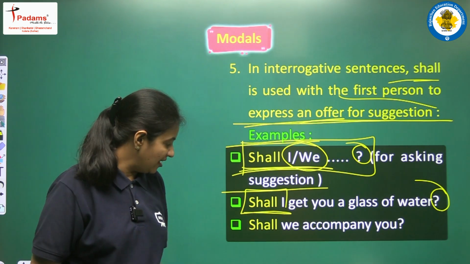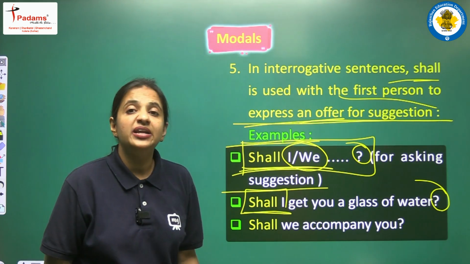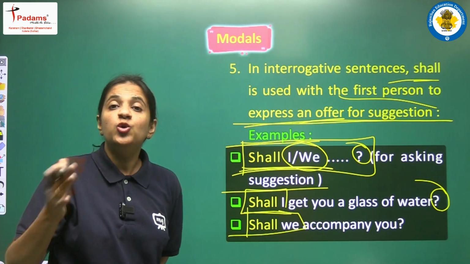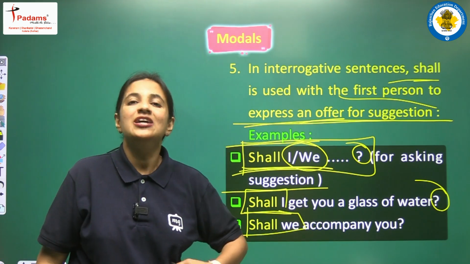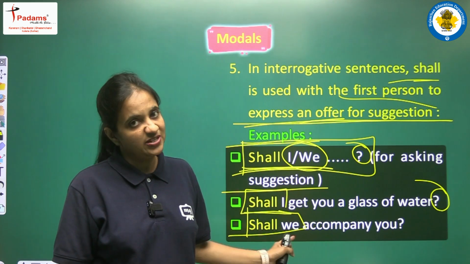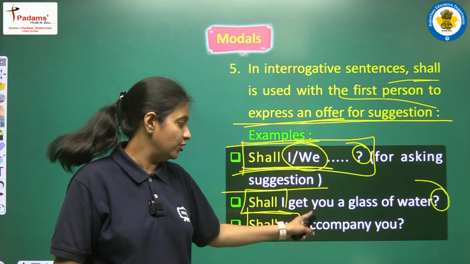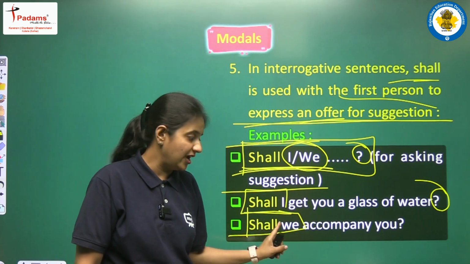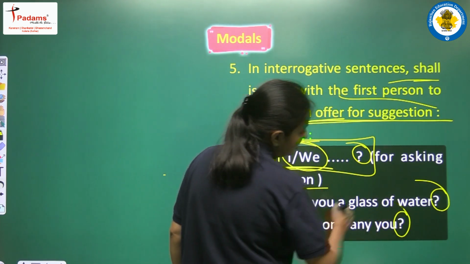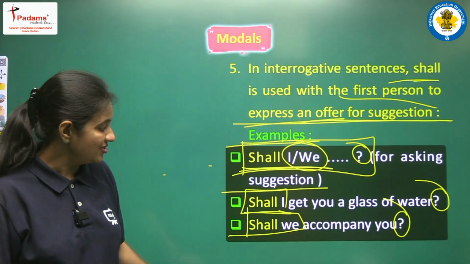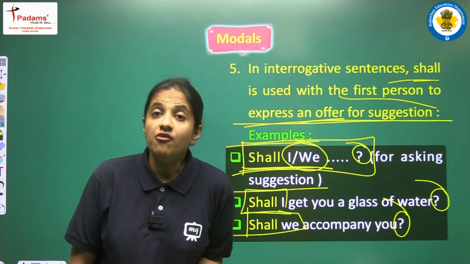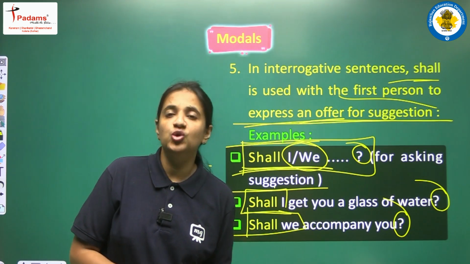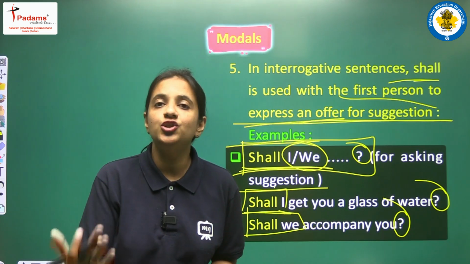One more example we are having here, shall we accompany you? So here also we are having shall with we, that is the plural form of the first person pronoun. So I and we, they are first person pronouns, I for singular, we for plural. So if we are having shall plus a first person pronoun, that means I or we, and a question mark at the end of the sentence, in this sentence also we are showing our offer, we are offering that shall we accompany you, shall we come with you.